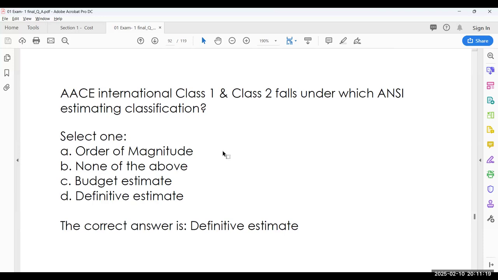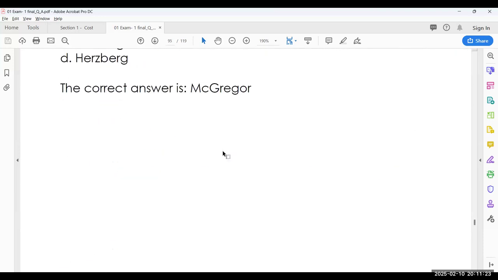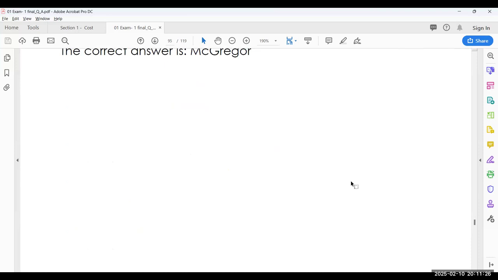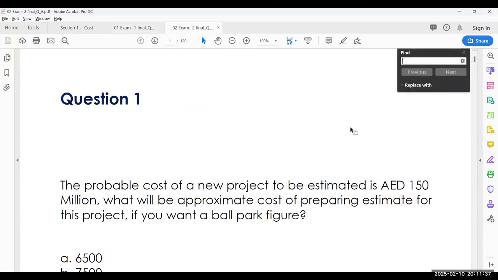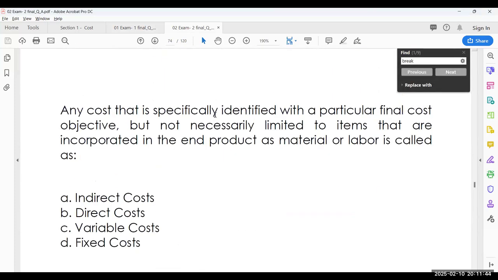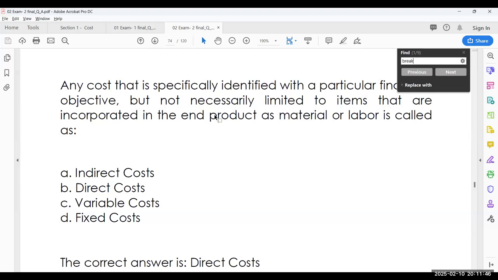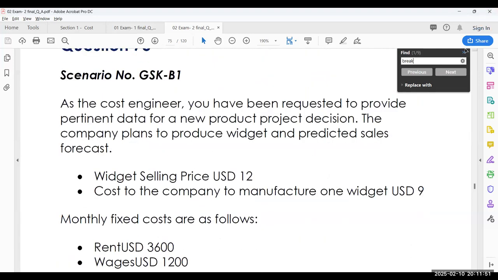AACE International. So where is that variable? One second. Sorry, missed that question. Can you see this question?